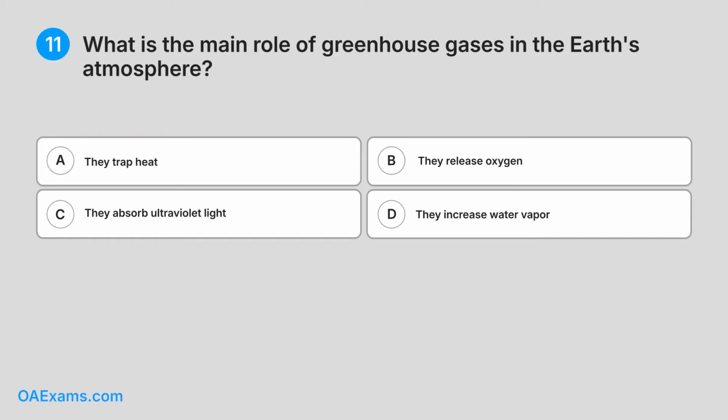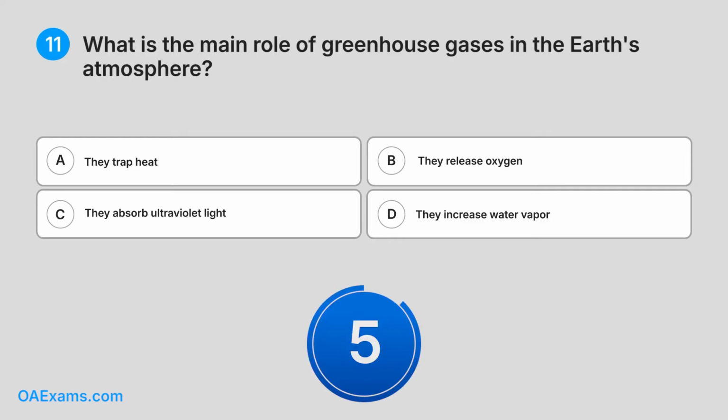11. What is the main role of greenhouse gases in the Earth's atmosphere? A. They trap heat. B. They release oxygen. C. They absorb ultraviolet light. D. They increase water vapor. What do you think is the answer?